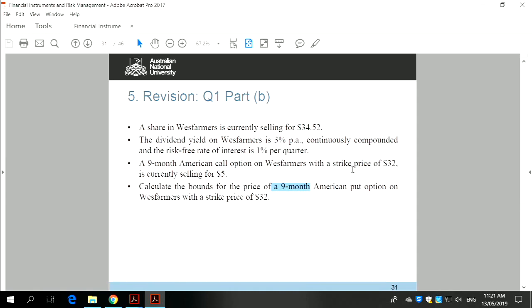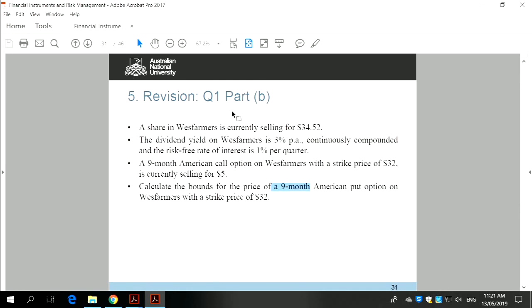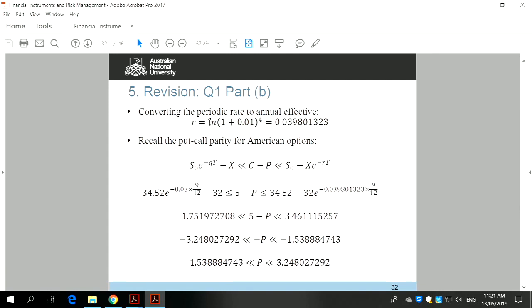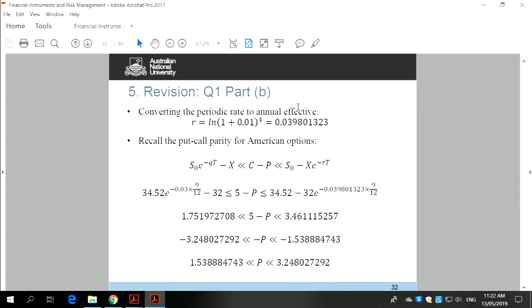So as I mentioned earlier, it's a perfect scenario to set up the American put-call parity formula. Because the American put-call parity formula is precisely dealing with you having a call and a put with the same maturity and the same strike price, and you only have the price for one of the options. I guess the only tricky part with part B of the first question is that we need to convert the periodic rate into an annual effective rate, because it is given as 1% per quarter, right? Then we know the current spot price, $34.52, and we need to remove the dividend yield from the current spot price. The dividend yield is 3%, so discount back 9 months, minus the strike price.